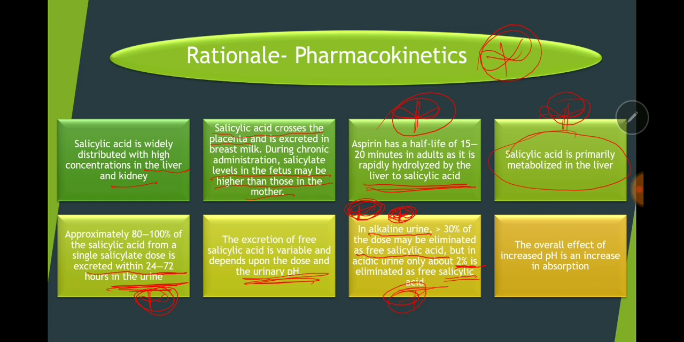So what is the overall effect of increased pH on the absorption? If you increase the pH, then you're going to increase absorption of the aspirin, of the salicylic acid. Increased pH is going to increase absorption. All right, so I hope you understand this principle.